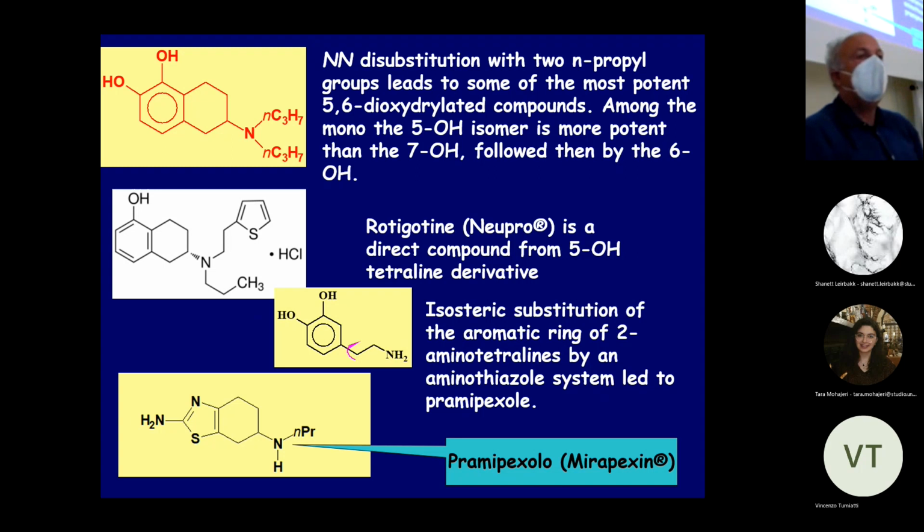So these are the 2 most important compounds of this class. Rotigotine, on this agonist you can find again the active conformer of dopamine, and the pramipexole, in which the catechol ring is replaced by aminothiazole ring. Have you any questions? No?